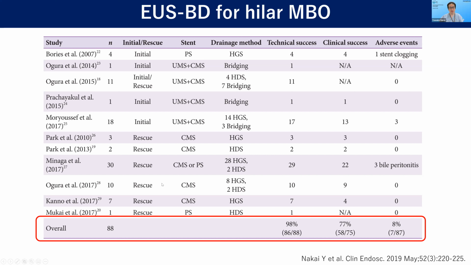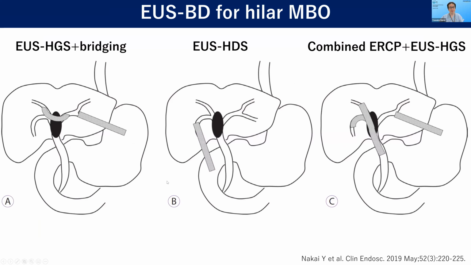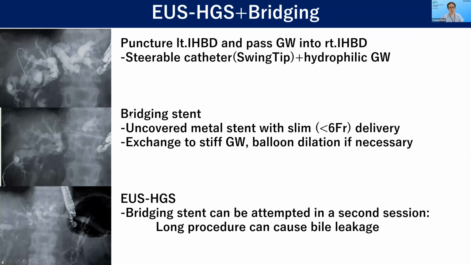And in those studies, most studies performed EUS-BD as a rescue procedure using a metal stent. As I mentioned, there are so many options for EUS-BD, like HGS with bridging, HDS, and the combination. And this is a procedure for EUS-HGS with a bridging technique.